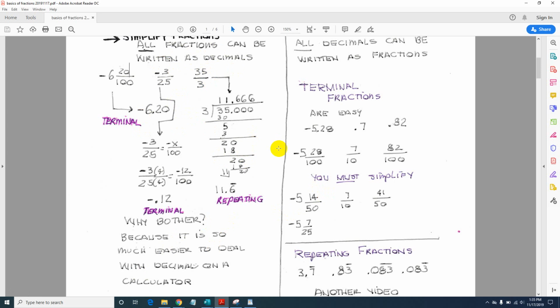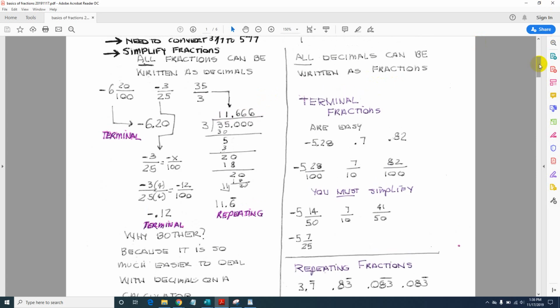Actually, if you use a calculator, you really never have to do this. The calculator can do this by itself. You just type the number 35 divided by 3, and the calculator will spit out at you 11.666666666, whatever.